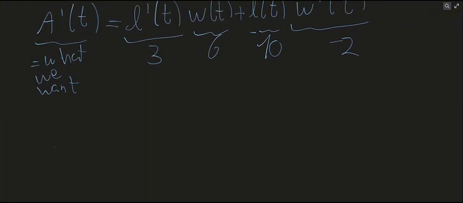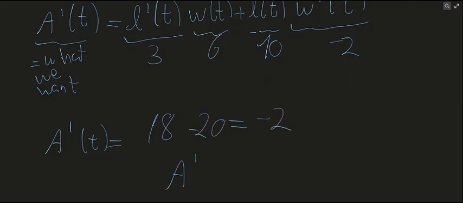So A prime of t, which is our holy grail, what we want, is equal to 3 times 6 makes 18, plus 10 times negative 2, that makes negative 20. And so the final answer is negative 2. A prime of t is equal to negative 2. I wrote it right, pronounced it wrong.